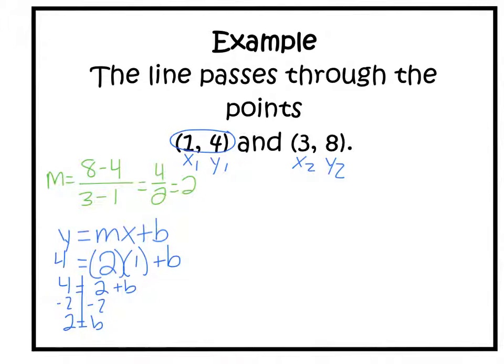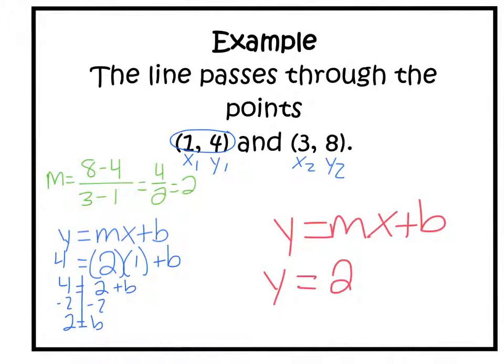My y-intercept is 2. That's just a coincidence that both of these are 2, the slope and the y-intercept. So my equation, instead of writing y equals mx plus b, I can write y equals 2, my slope, x, plus 2. Make sure that you have all of this written down, and now try the next 2 examples on your own.